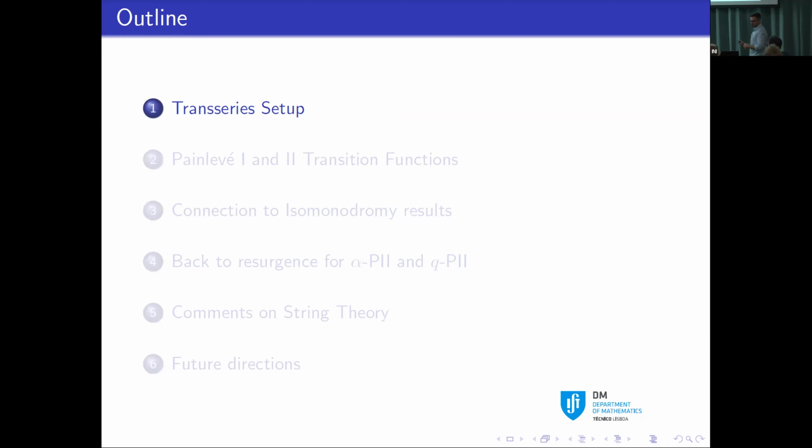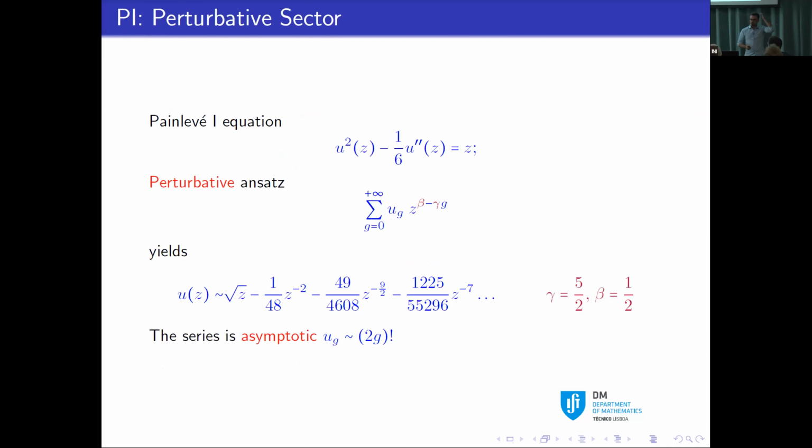Okay, so let's just go with the transseries setup. Of course, we know that for the Painlevé I equation, we know how the perturbative ansatz looks and so on. The important part of this equation is that the series, at least the perturbative series, is asymptotic and the coefficients grow as (2g)!. So it's a nice setup for resurgence.